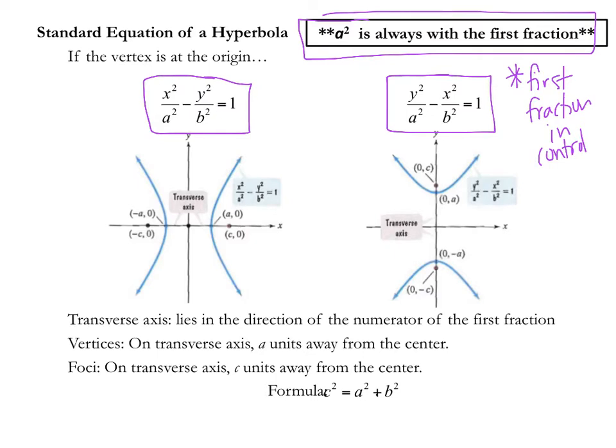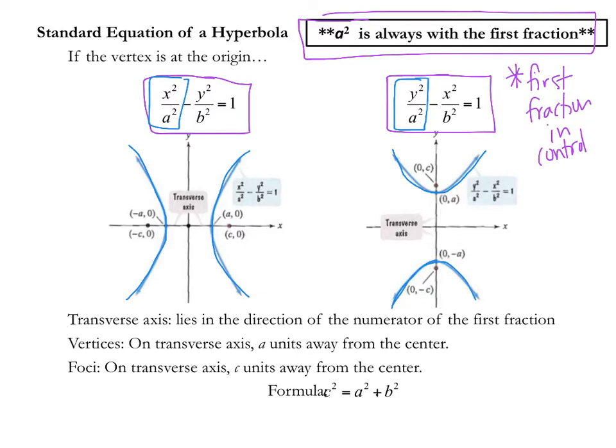So if you notice in the first equation, the first fraction has x in it, and that's why the two branches of the hyperbola are facing left and right, because x is in control. Versus in the second one, our first fraction is y, and the two branches are facing up and down because y is in control.